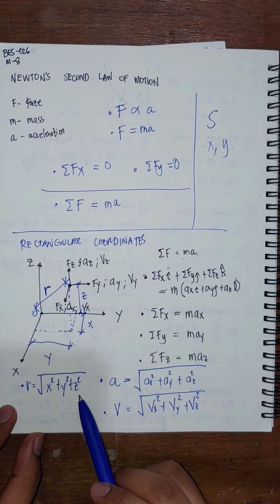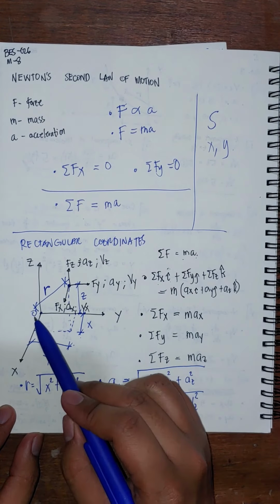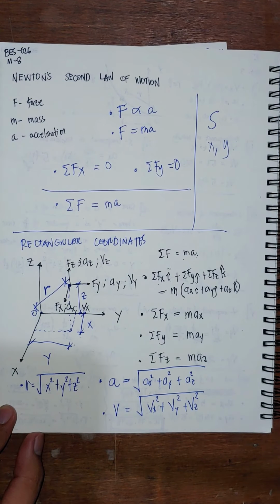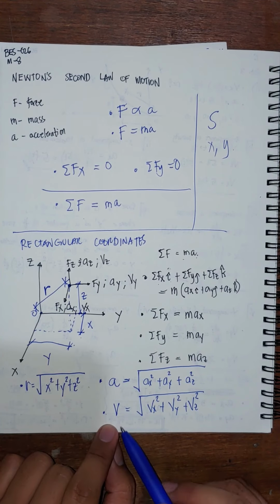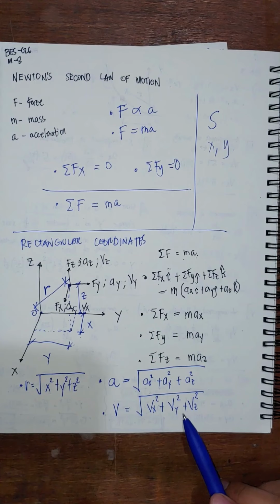So this x, y, z denotes distance. So distance along x, along y, and along z. So this is R, this is the position of the particle. So the magnitude of velocity is just equal to the square of the velocity along x, along y, and along z. Same also with acceleration.